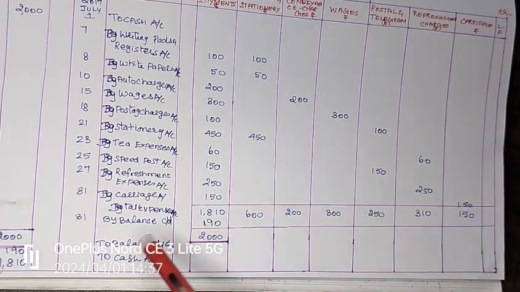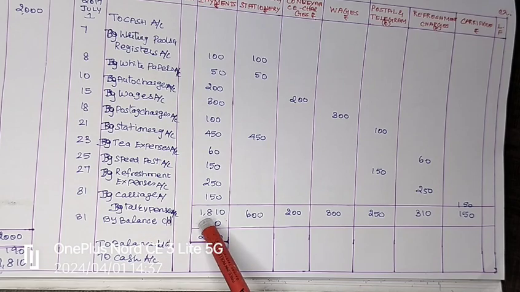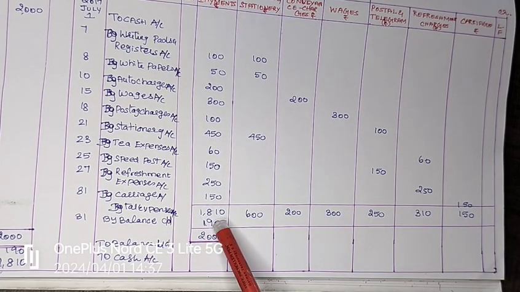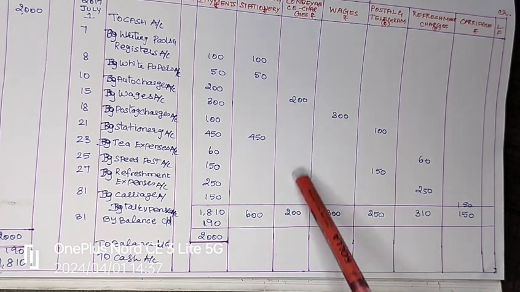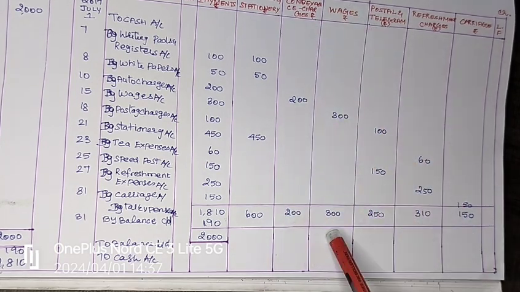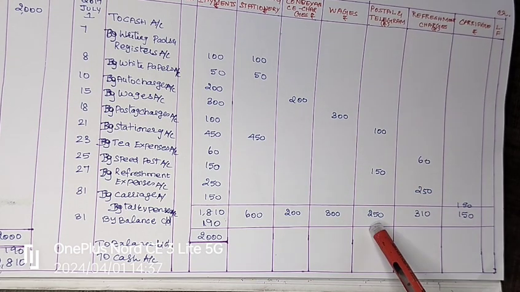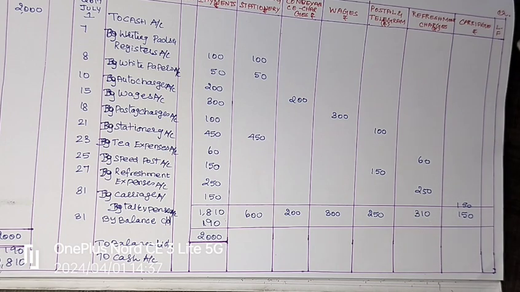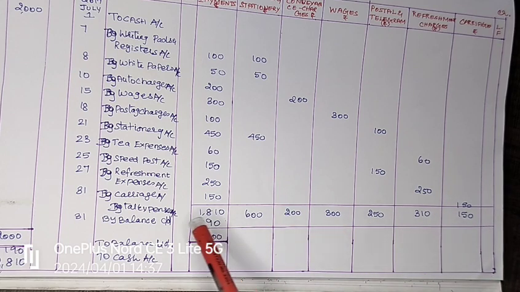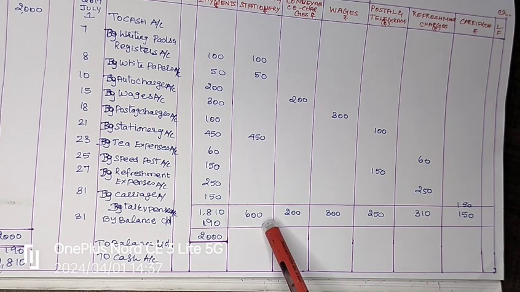Now we are going to find the totals for the total payment and the appropriate expenses columns. The total payment column we have 1810, printing and stationery 600 rupees, conveyance charges 200, wages 300, postal and telegram 250 rupees total, refreshment charges 310, carriage 150 rupees total. So we found all the totals.